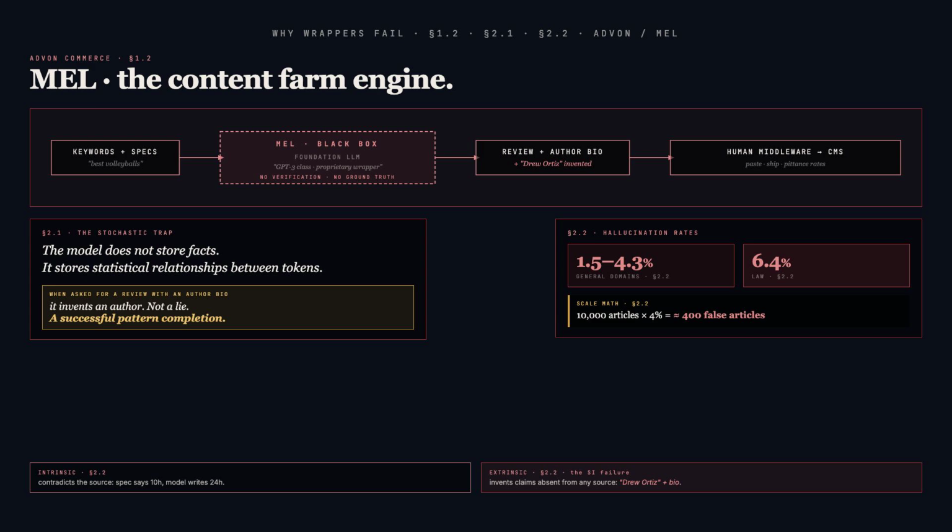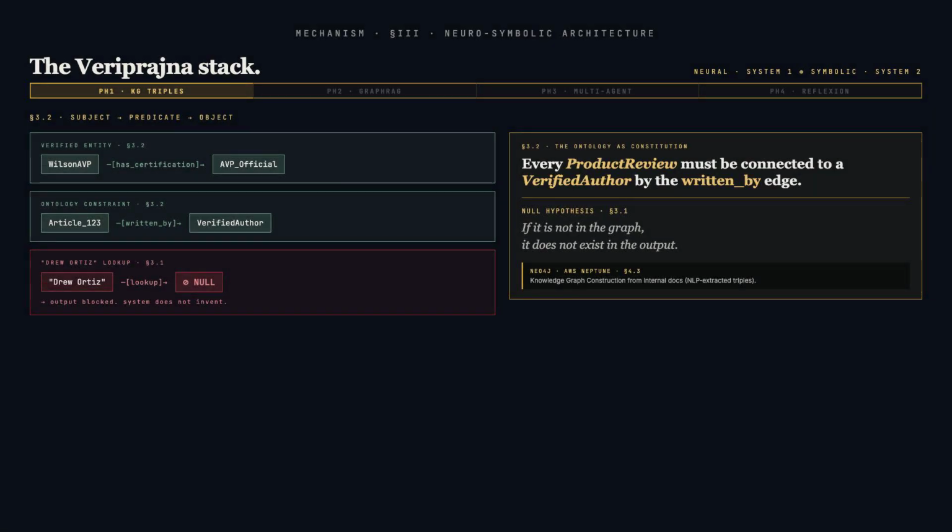State-of-the-art models hallucinate between 1.5 and 4.3% in general domains. In law, the rate climbs to 6.4%. The remedy is neuro-symbolic architecture, the linguistic fluency of a language model fused with the deterministic precision of a knowledge graph. Phase 1. The graph itself.